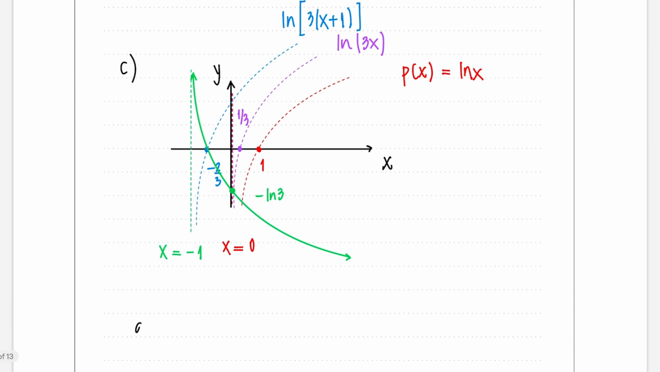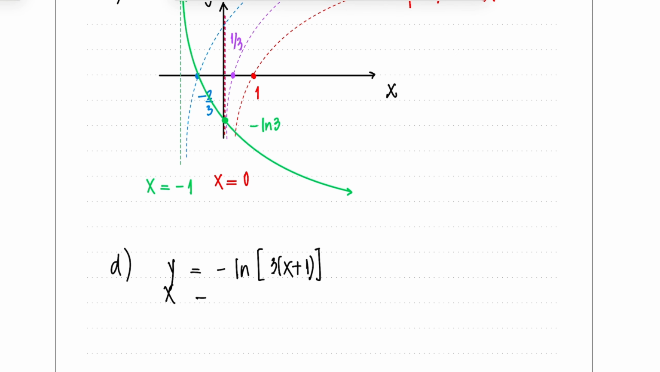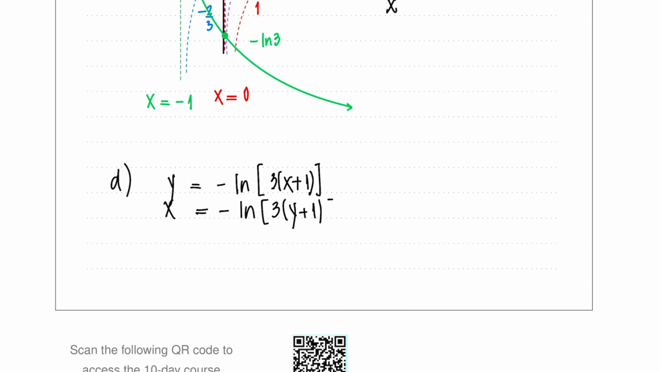All right, so let's jump to question D. We need to find the inverse of f. How do we find inverse functions? We first flip the x and the y's. We exchange the y for x, and all the x's that show up for y's. We only have one x over here, so what we're going to have is x equals -ln of 3 times (y plus 1). We may move the negative sign to the left-hand side, so we have ln of 3 times (y plus 1), positive.